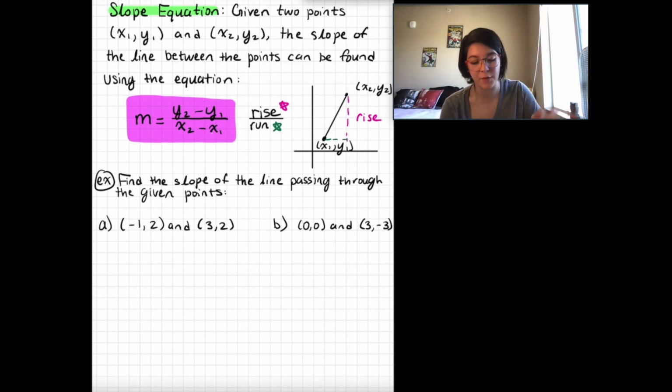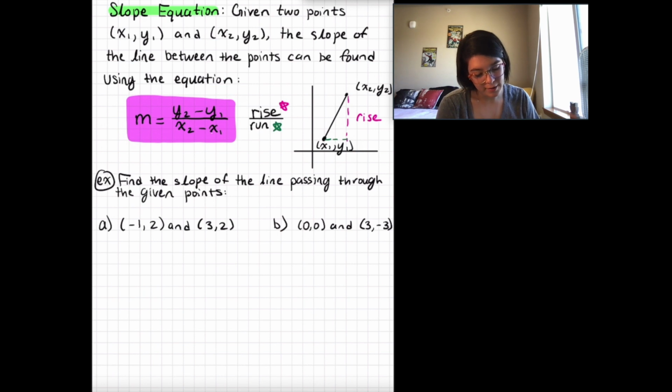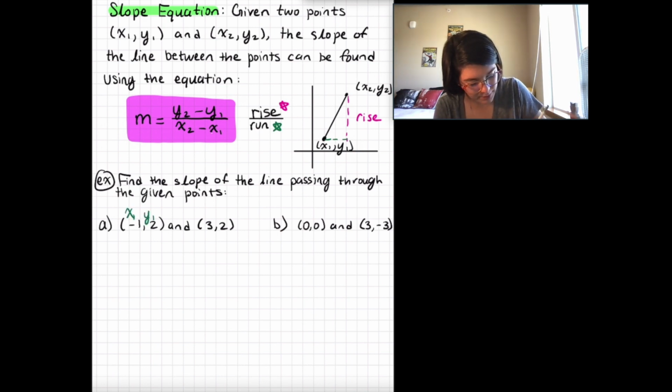So let's look at an example of how we can actually use that equation. We're asked to find the slope of the line passing through the given points. For part A, we're given the points negative 1, 2, and 3, 2. So what we'll want to do is label our points. This will be x1, y1, and this will be x2, y2, since this is our first point, and this is our second point.